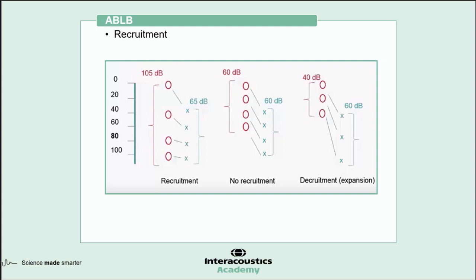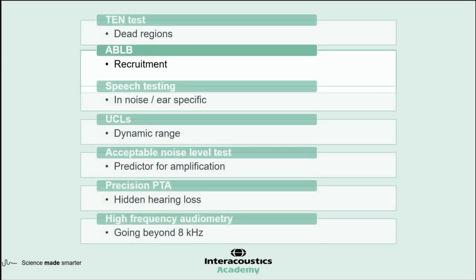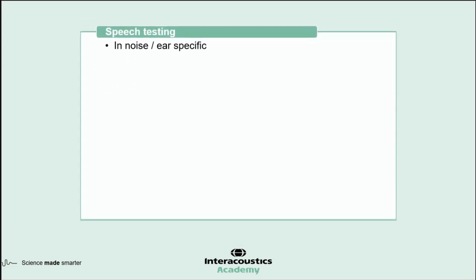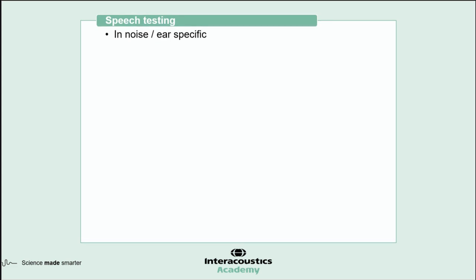Again, we've got a lot more detail about the ABLB test in the advanced tests webinar, and that one also goes into the CC test, which is another useful one for retrocochlear losses. Next up on my list is speech testing. Obviously, we can do that in both noise, and we can do ear specific.